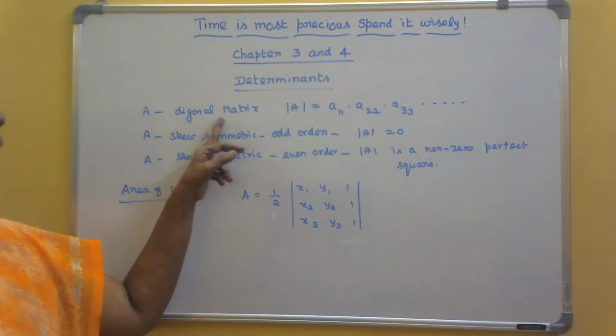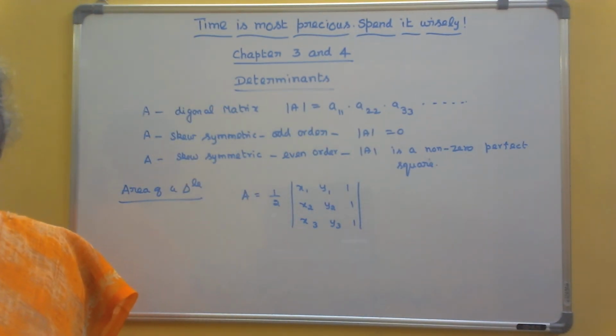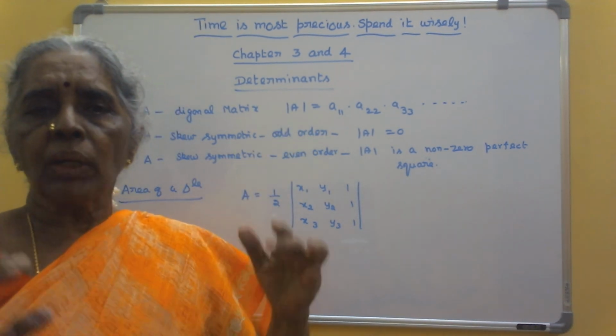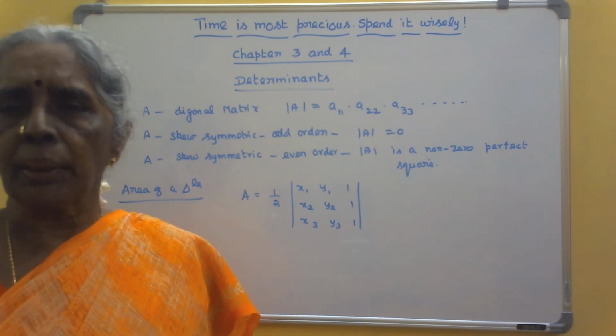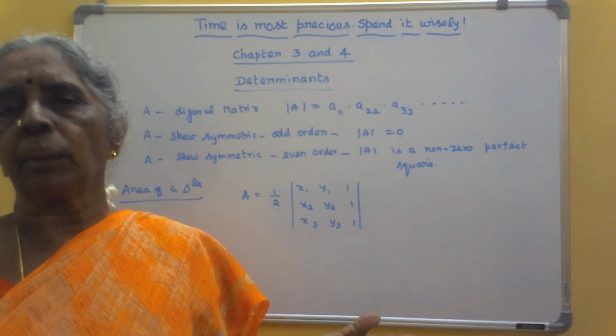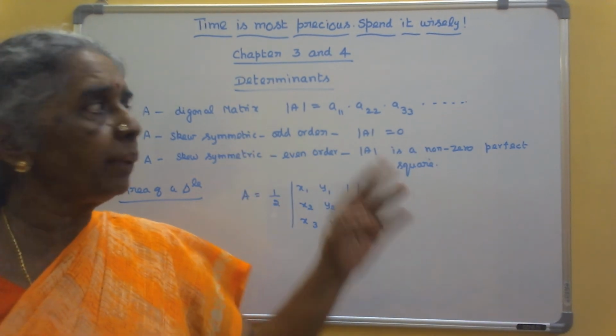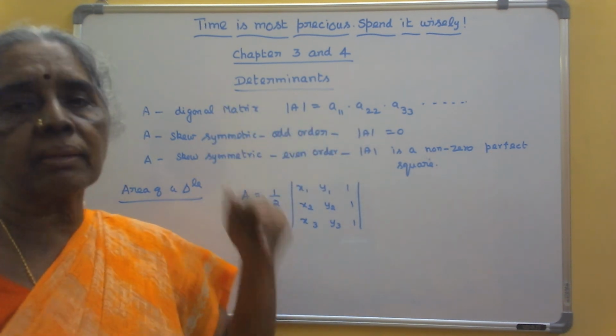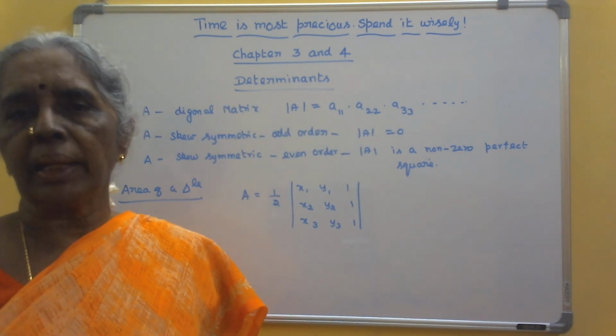If A is a diagonal matrix, then the determinant A will be the product of the diagonal elements: A11, A22, A33, like that. If it has 4 diagonal elements, up to A44; if 3, up to A33. So that is the value of determinant A.